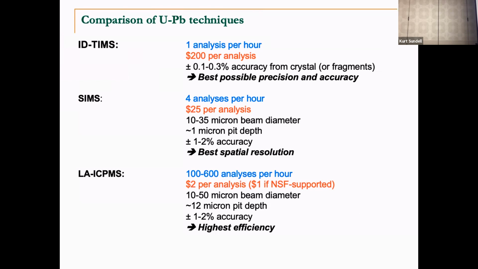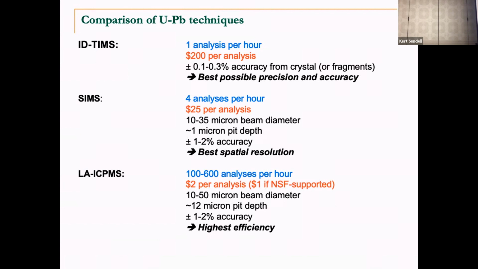SIMS, if you want high spatial resolution, this is the way to go. It's much slower throughput than laser ablation, only about 4 analyses per hour, but you're going to get amazing spatial precision. So if that's the kind of question you're asking, that's the method.